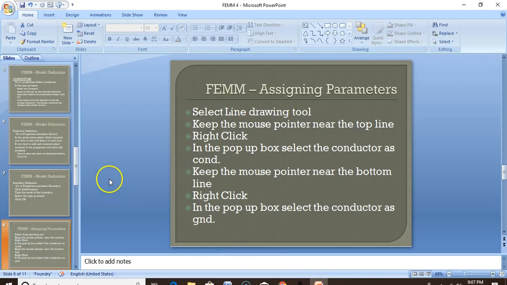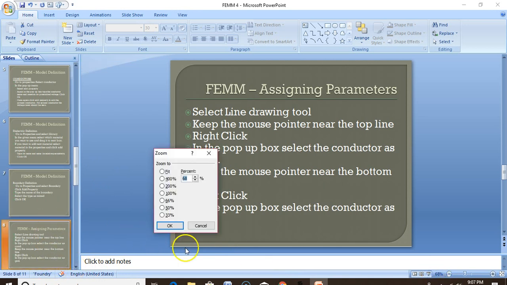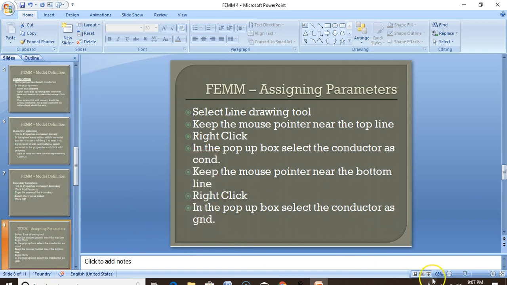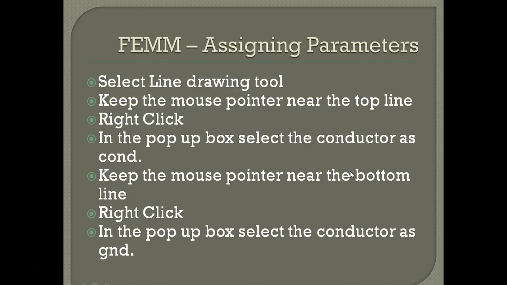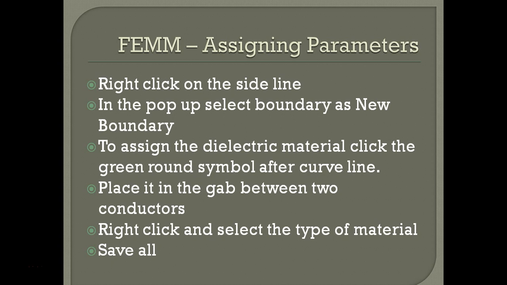Once again, we recall what we have studied. So how to assign? Select the line and click the mouse button. Keep the mouse pointing near the top line. Right click, press space, and then select it as a conductor. Again for the bottom line also. Similarly, side lines, you keep the mouse near, right click, press space, and then select the boundary type for right side and left side lines.